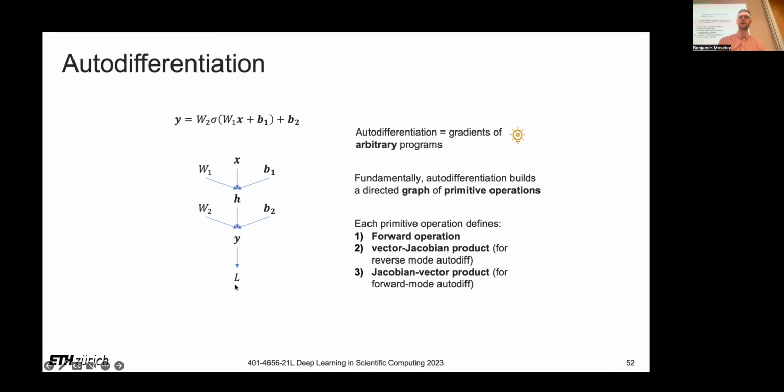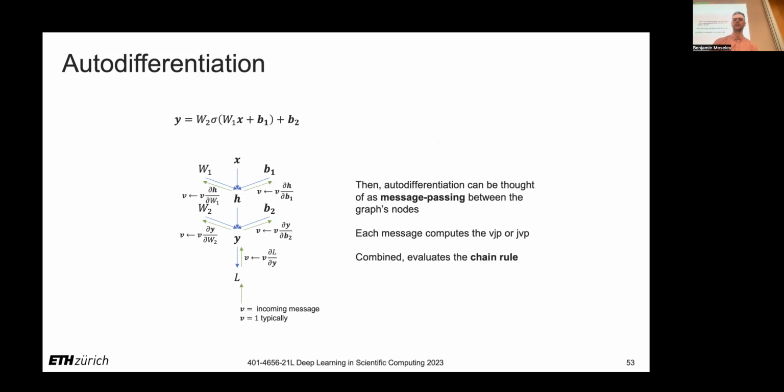And so if we want to get the derivative of L with respect to W1, for example, we apply the chain rule backwards through this graph. For each operation, like each node of the graph here, we need to define what that primitive operation is. That could be like a sum or an activation function, for example. And we need to define how the forward operation works and how these vector Jacobian products work, or the Jacobian vector product if we're doing forward mode differentiation.